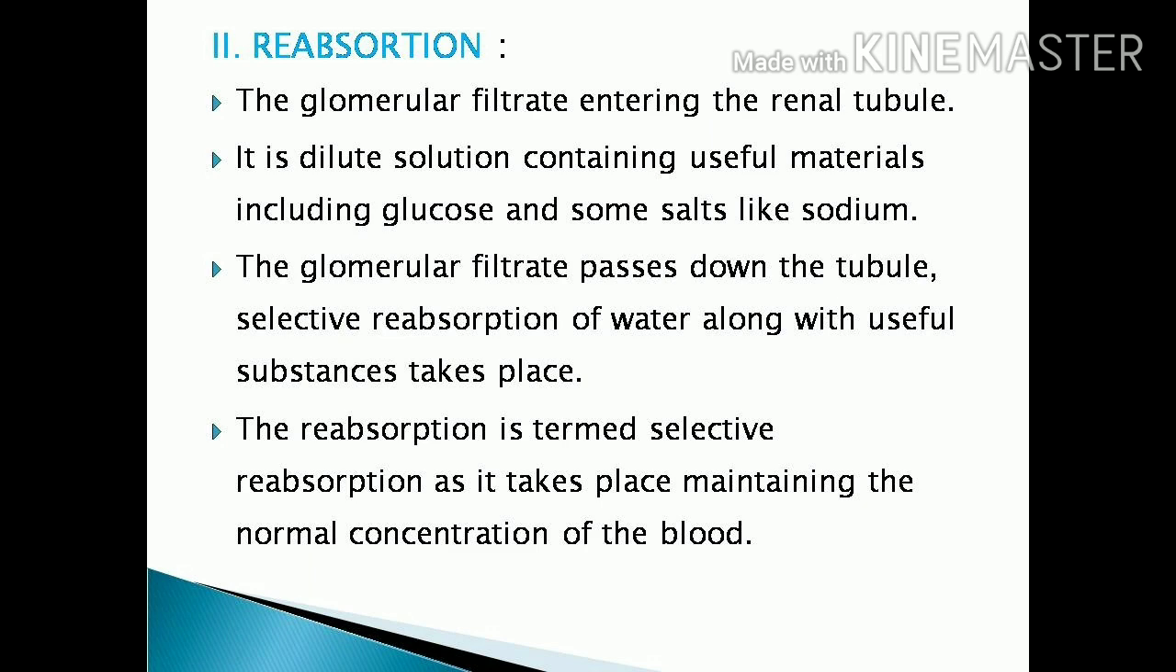And in the loop of Henle, the absorption of water takes place. Whatever water is filtered out, its absorption takes place in the loop of Henle. The liquid entering the renal tubule is extremely dilute and consists of useful materials, especially glucose and sodium. While the glomerular filtrate passes down the tubule, selective reabsorption of water along with the useful substances takes place.